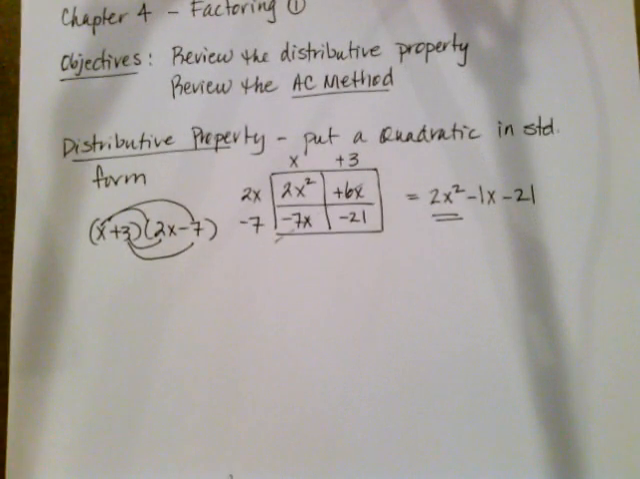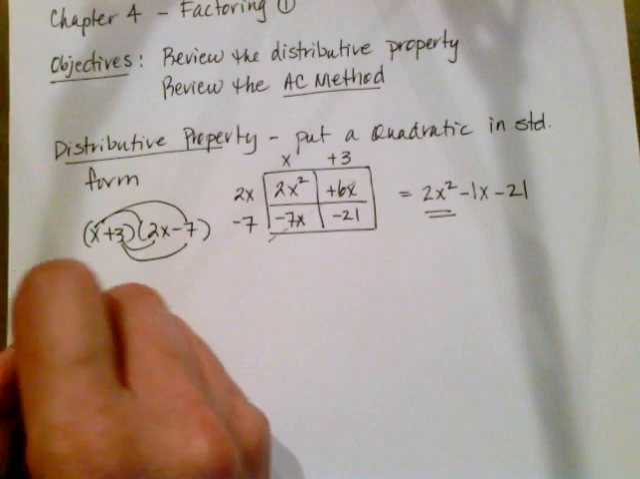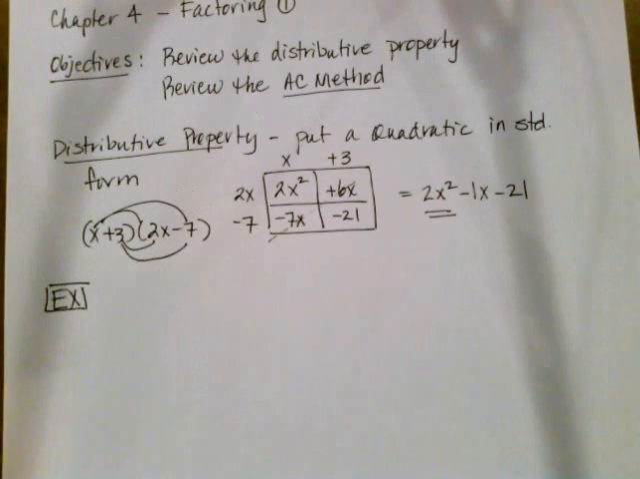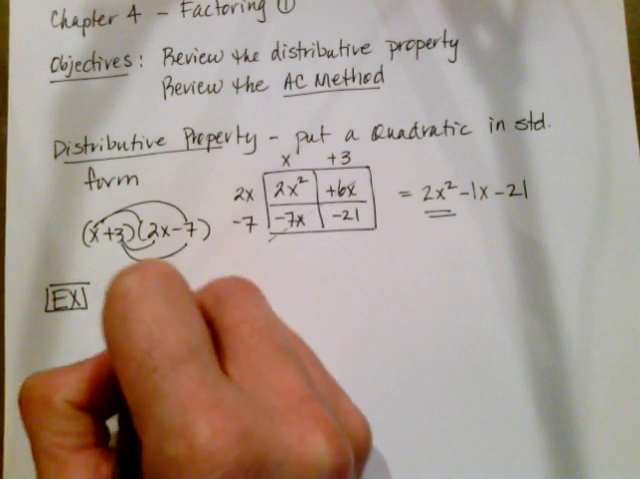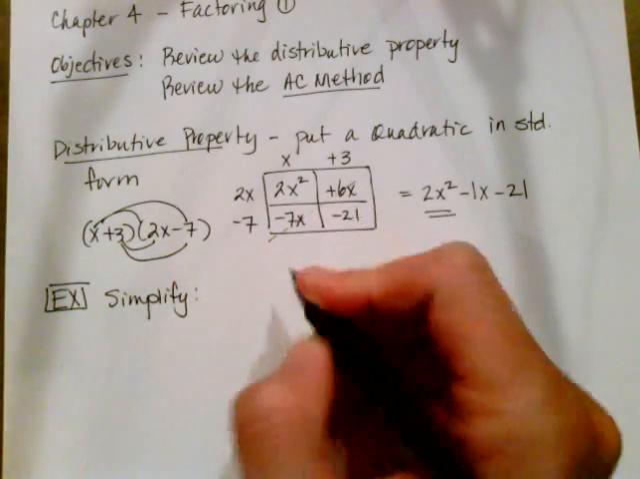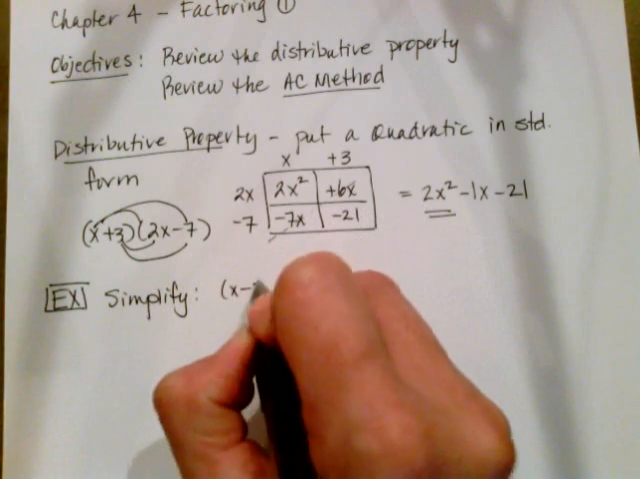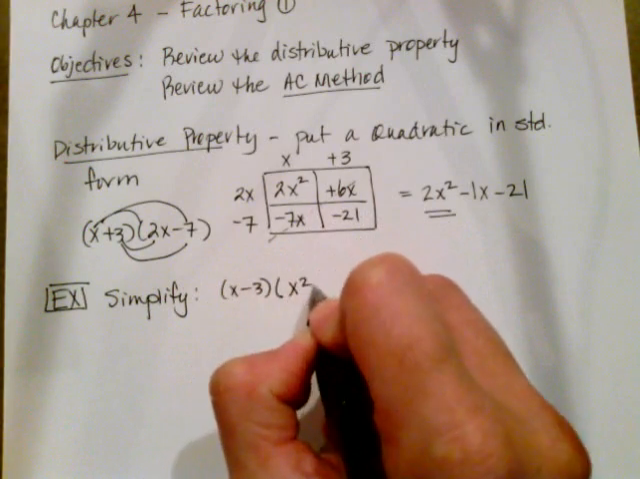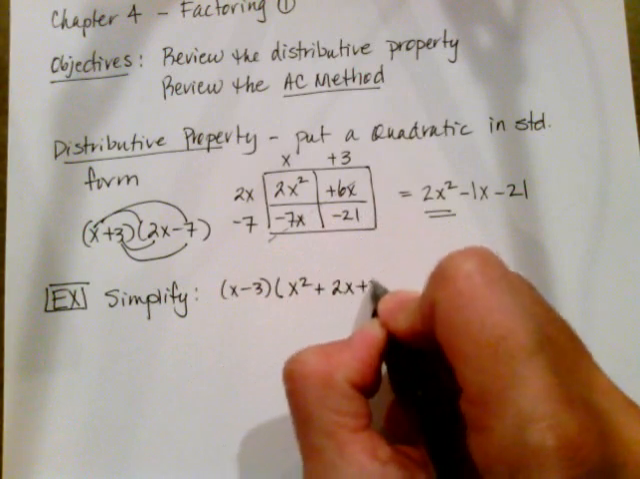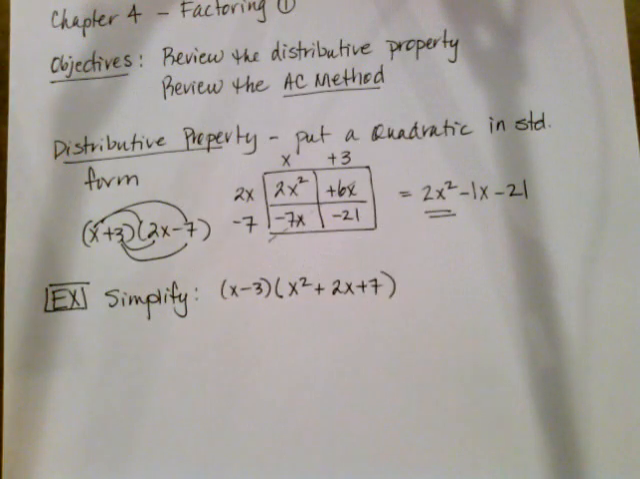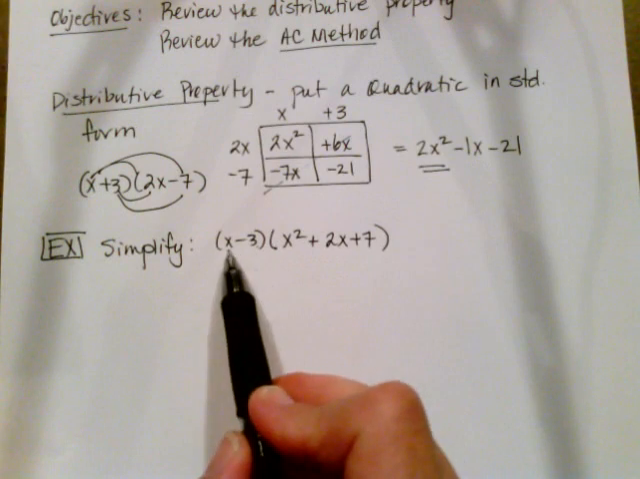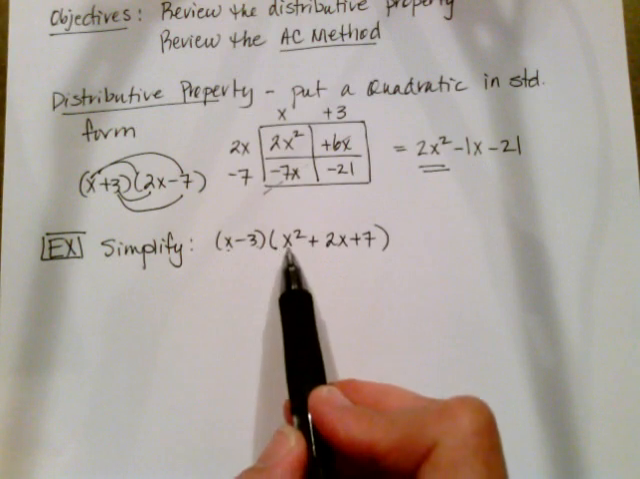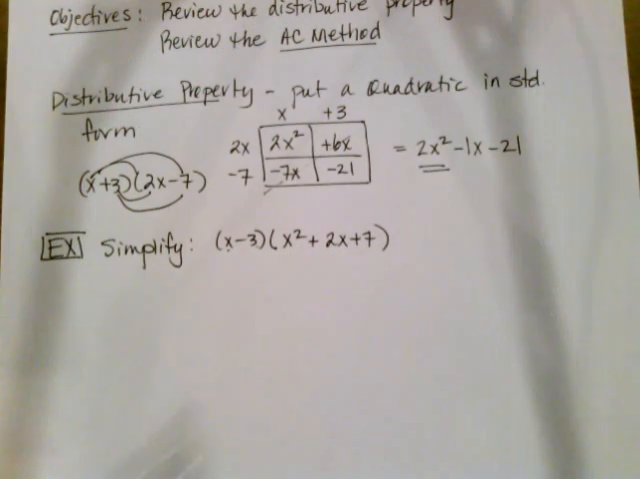Alright, so let's move on to an example, because we've been doing these, so now let's make it a little bit more entertaining. What if I want you to simplify x minus 3 times x squared plus 2x plus 7? This is a little bit different than what you've been doing so far, because now I have two terms, a binomial, multiplied by three terms, a trinomial. So I'm still going to use a box.